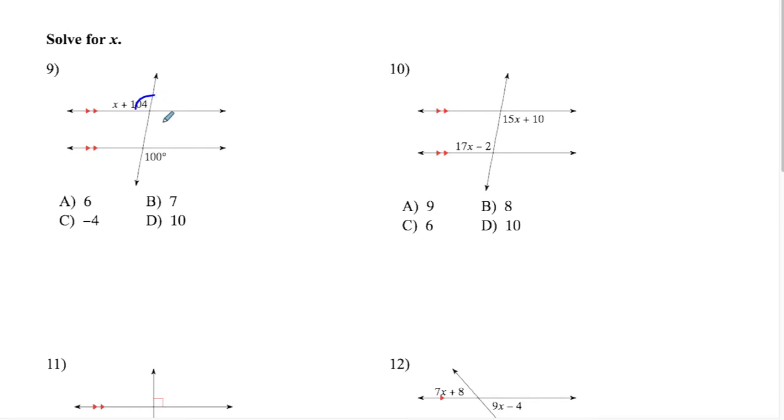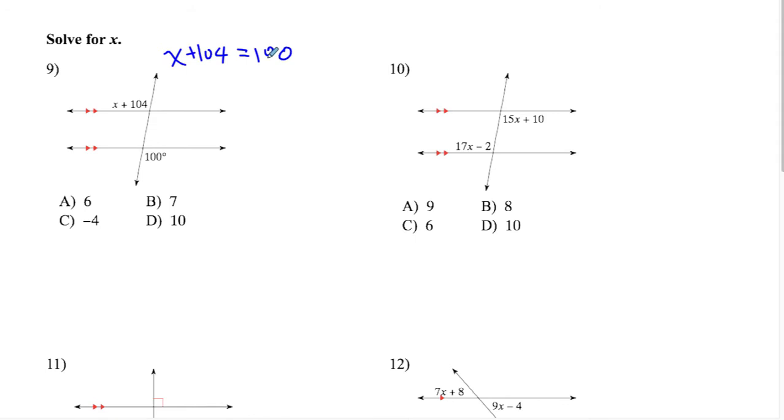So this is a big angle. That's a big angle because that's a small angle right there. It's a little bit hard to see because it's really close together, but I know since these are both big and big, they should be equal to one another, which means I set them equal to one another. x plus 104 is equal to 100.